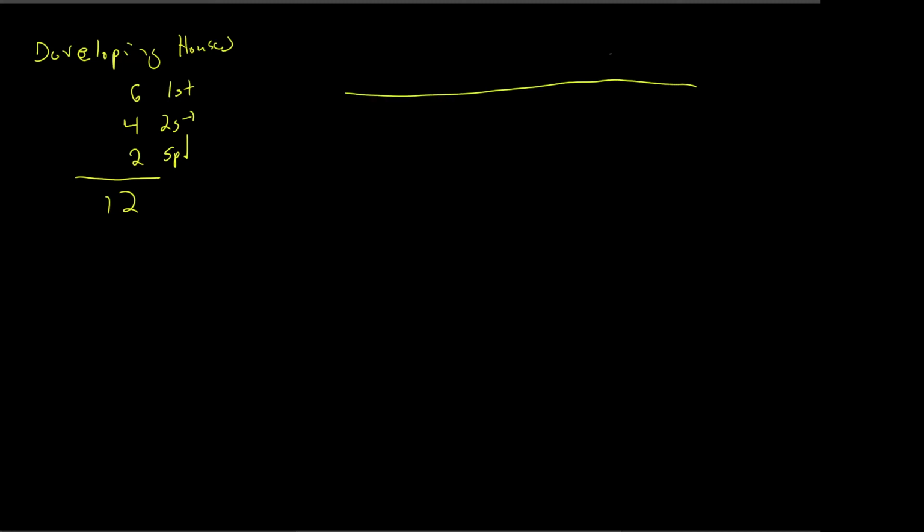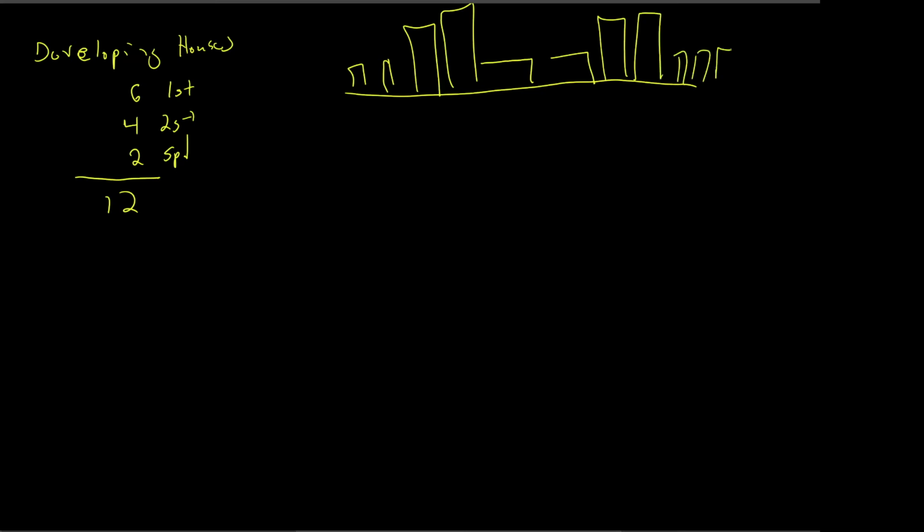And so the idea is: one-story, two-story, two-story, split level, two-story, and then the rest one-stories. That's a permutation. The street could look like this, or any permutation of this. So we want to figure out how many different developments you can get by just stacking in these different types of houses.